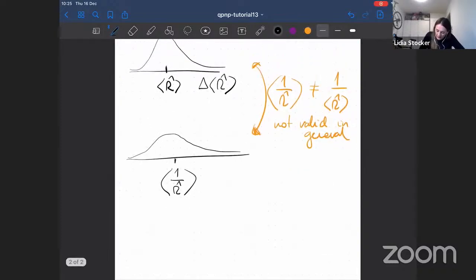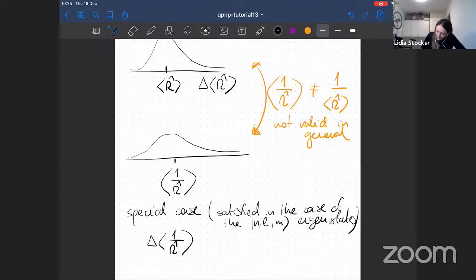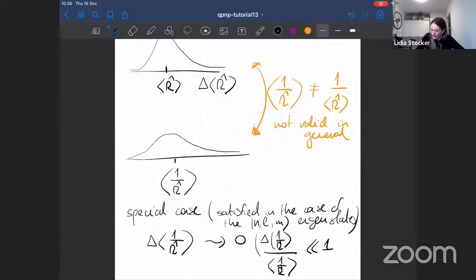Now we can imagine a special case, and this is satisfied in the case of the NLM eigenstates, which is the problem you saw in the lecture. Here we have that the variance of my operator goes to 0, or it's very small. Or better, the variance of my operator divided by the expectation value of the operator, which is the mathematically correct formula, is way smaller than 1, so it goes to 0. The two compared.